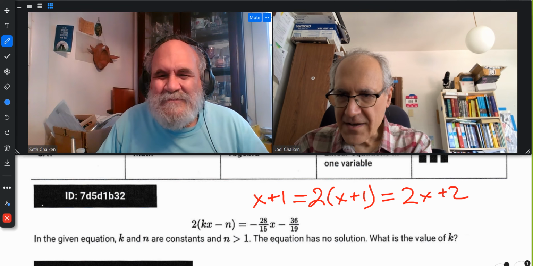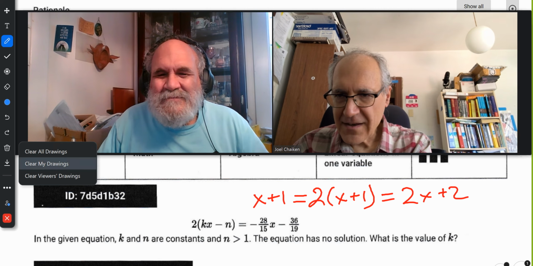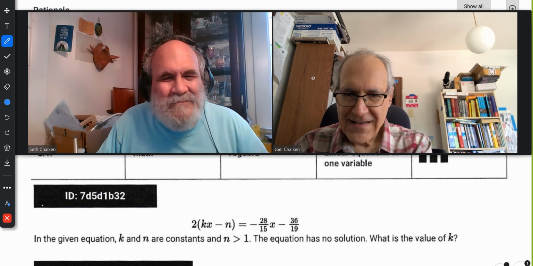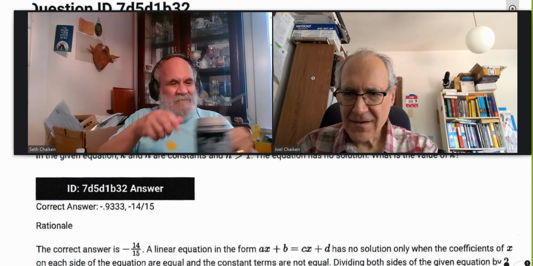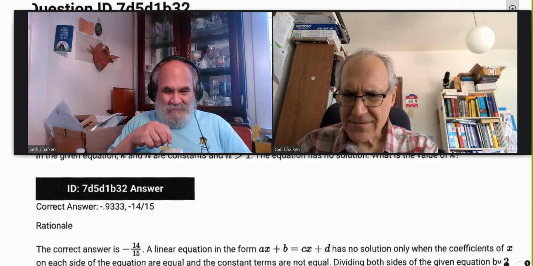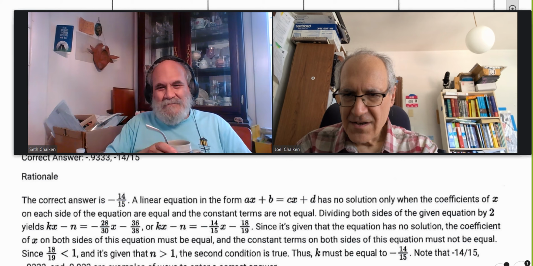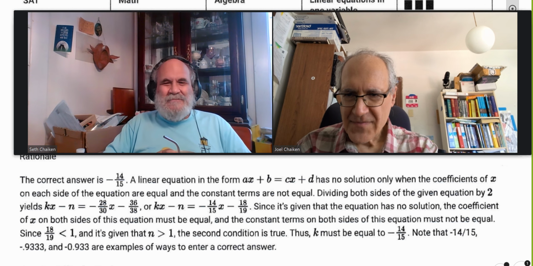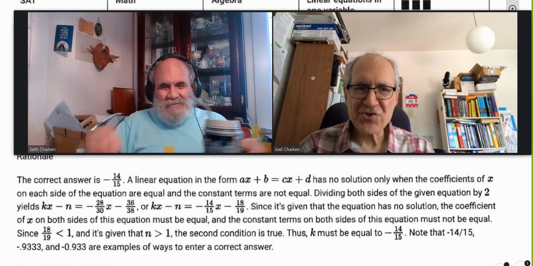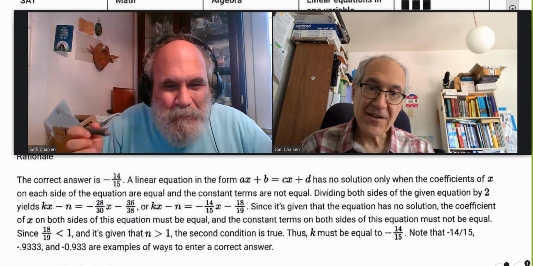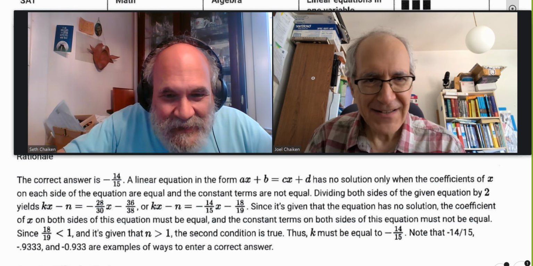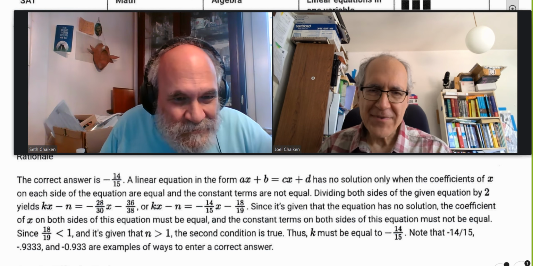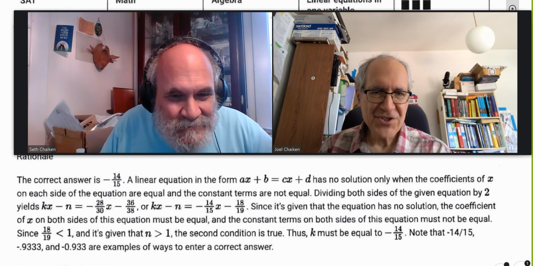Okay, so let's clear that. Let us stop this. Let's go like this, and let's see how they did it. Oh, wow. Correct answer. Okay. Rationale: the correct answer. A linear equation has no solution when the coefficients of x on one side equal the other and the constant terms are not equal. So they said exactly what I just said, except better. Maybe Seth will agree to that, which he should.